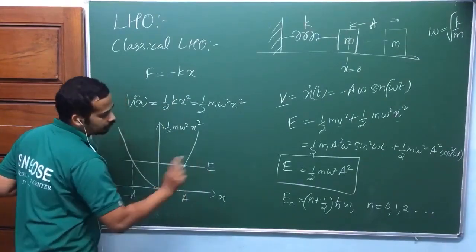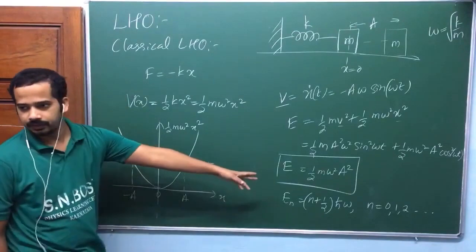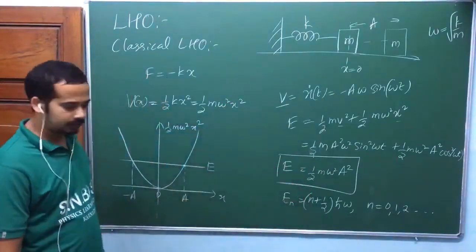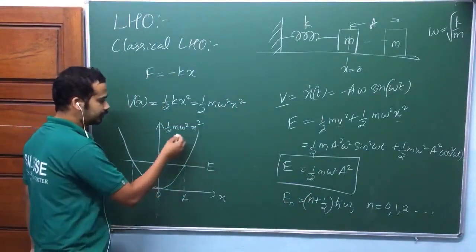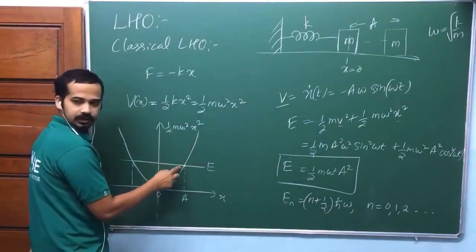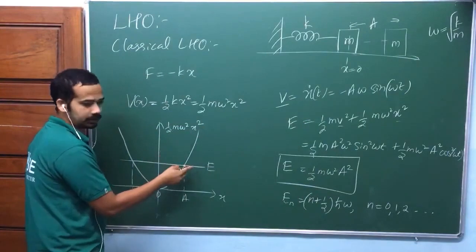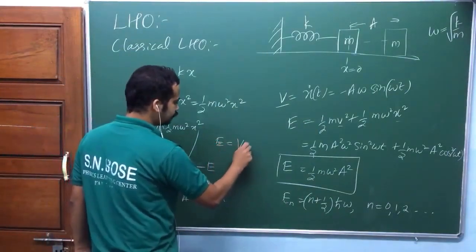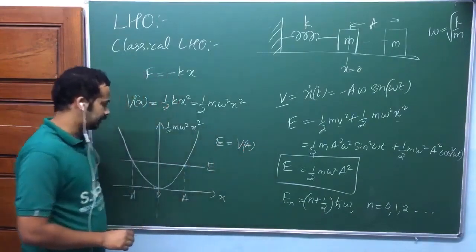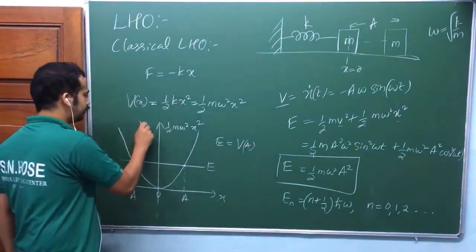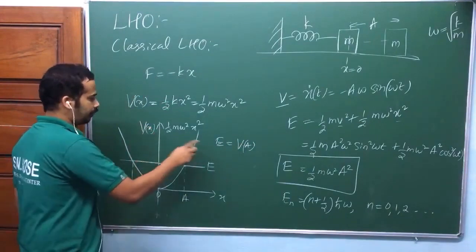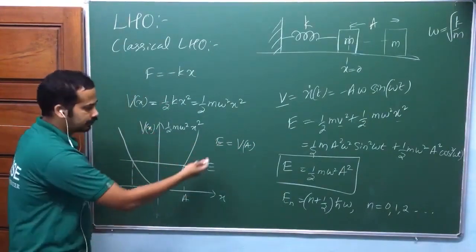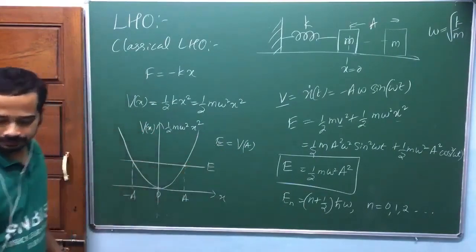Now, how do you find this energy quickly? How do you find this energy quickly without doing all this? At the extreme position, your energy is equal to potential energy. If you put x equal to A here, you will get the energy. At the extreme position, E is equal to V of x. Can I write it like this? Potential energy at x equal to A is nothing but the total energy. You can quickly get that one.